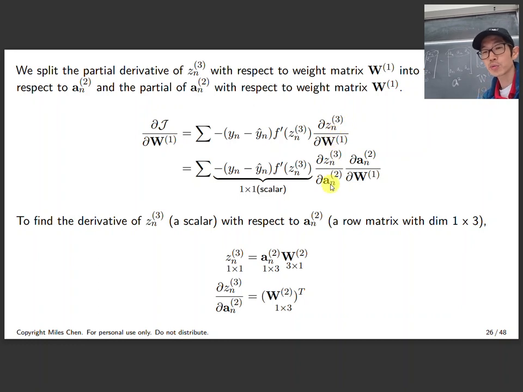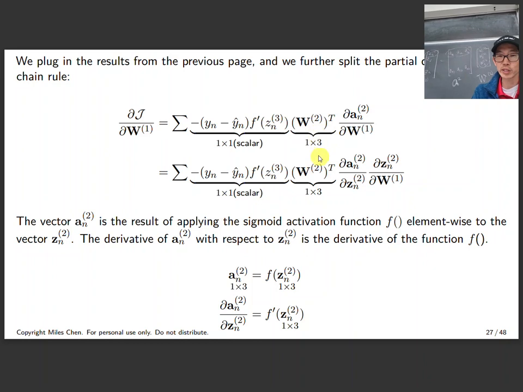How does Zn3 change with respect to W1? Well, W1 affects A2, our A2 matrix, so we'll say, how does Zn3 change with respect to A2? How does A2 change with respect to W1? Okay, so very similar to here. Now this time we want to say, how does Zn3 change with respect to A2? Well, Zn3 is this times this, so it's going to be W2 transpose, because now we need to get something in this row form here. So this is what we have. So we'll throw that in here.